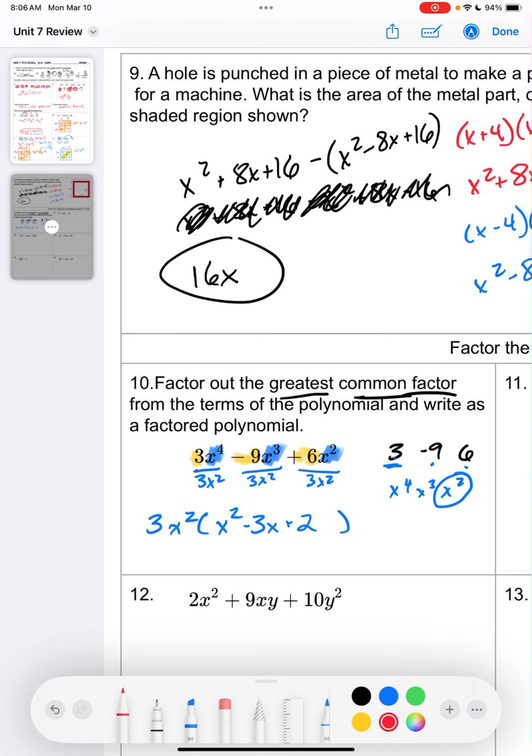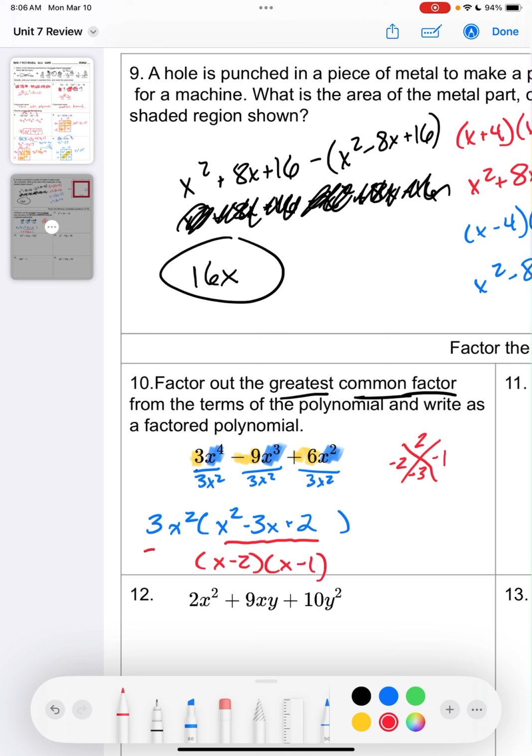Now, what we need to do is see, can I factor that? Again, we don't want to just leave that trinomial in there. We want to see, can we factor that? So we'll put a 2 up here and a -3 there. We know that the only thing that multiplies to 2 is 2 and 1. And they could be negative, which actually does work. So this trinomial factors to x minus 2, x minus 1.